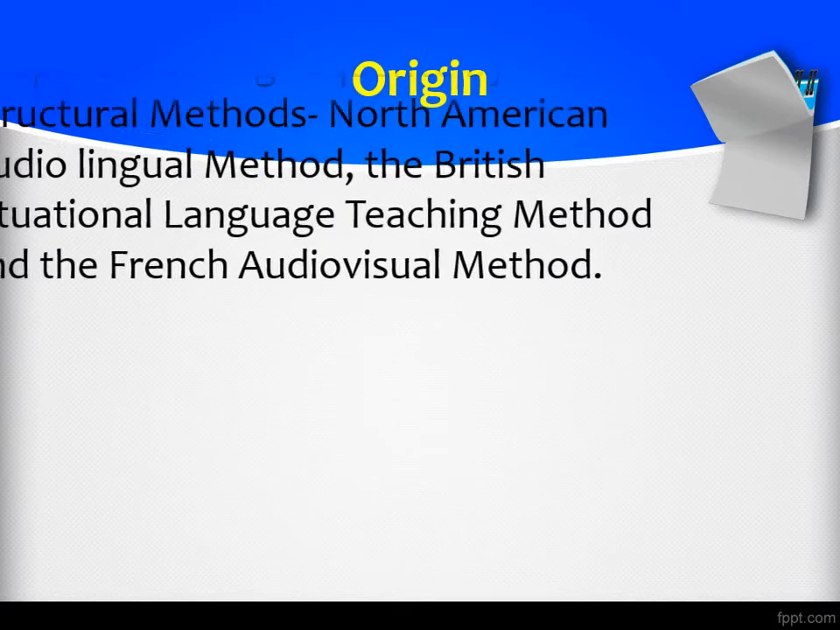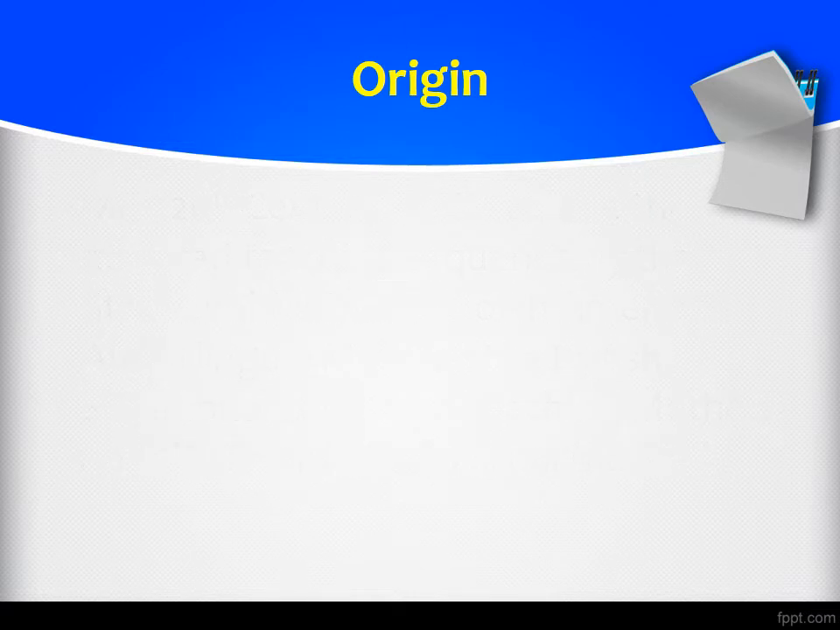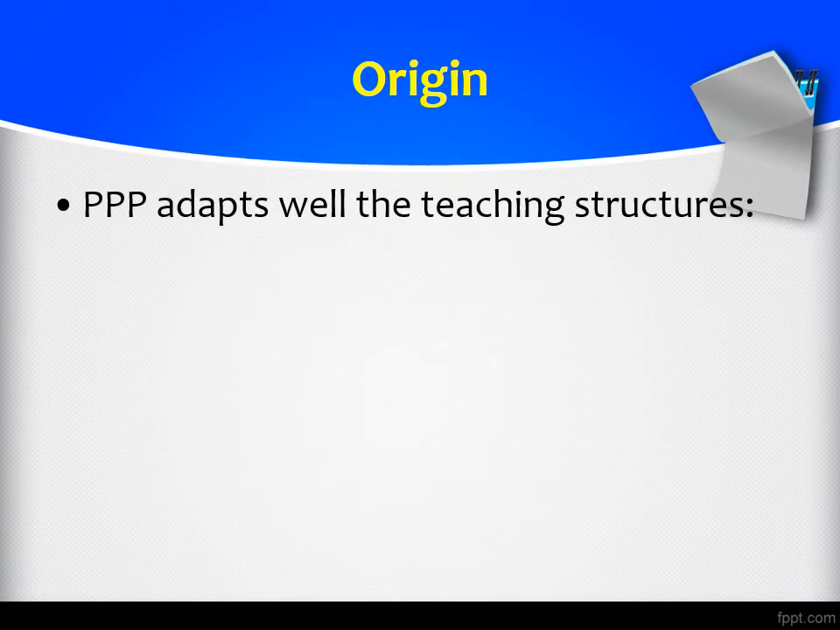Origin: the origins of PPP and of the explicit attention to activity sequencing issues can be traced back to the mid-20th century, when PPP became the adopted teaching sequence by the structural methods, the North American audiolingual method, the British situational language teaching method, and the French audiovisual method. PPP adapts well to teaching structures.